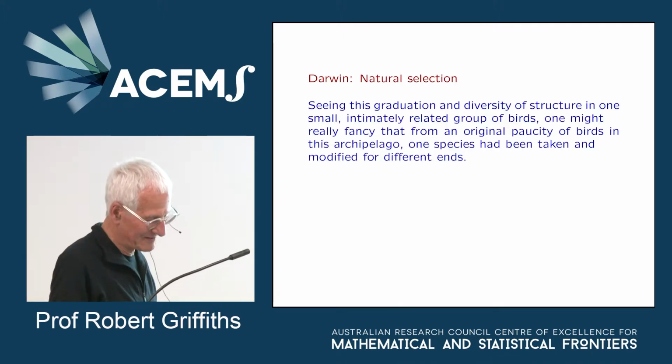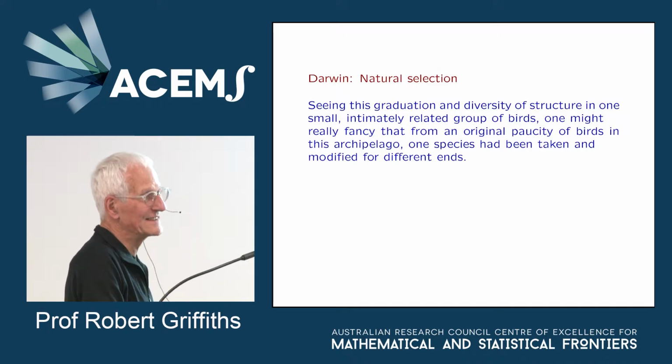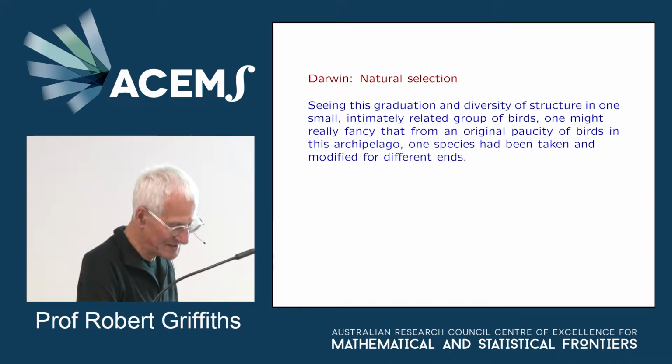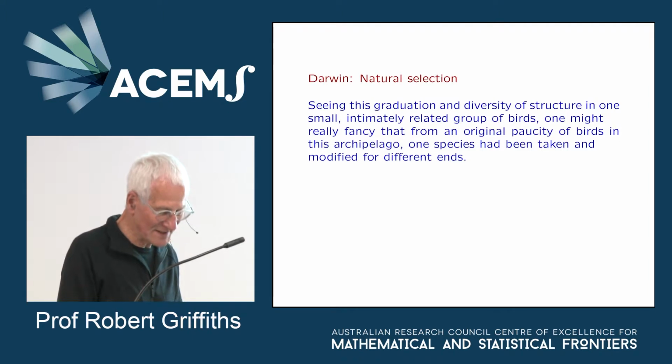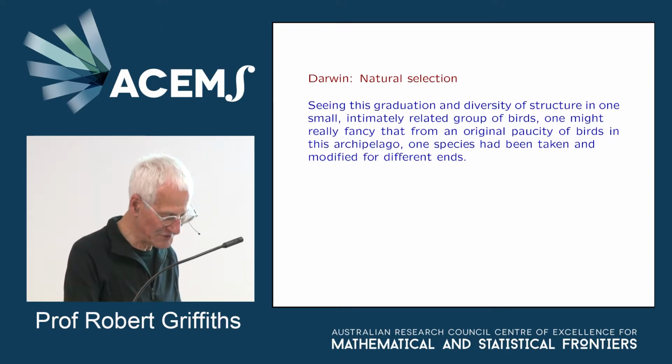This is a quote from Darwin. "Seeing this graduation and diversity of structure in one small, intimately related group of birds, one might really fancy that from an original paucity of birds in this archipelago, one species had been taken and modified for different ends." So that was his view, a very selectionist view of evolution.